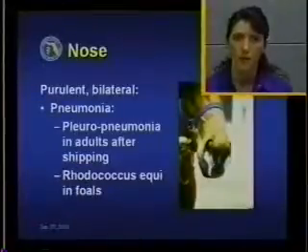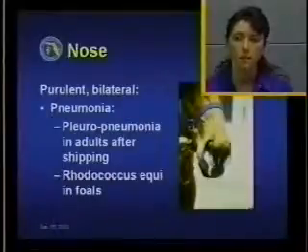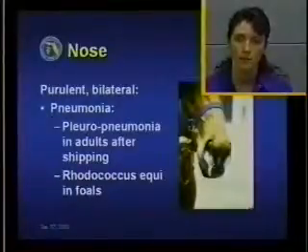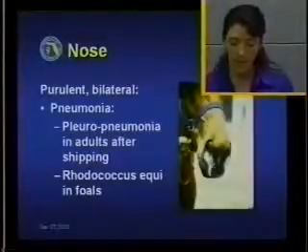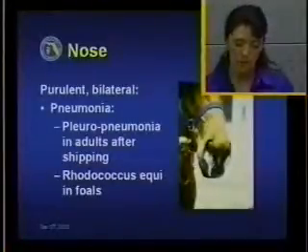Generally, we see a lot of abscesses within the lungs, and generally it's associated with severe pleuritis. These horses are extremely sick, and very commonly the prognosis is very poor.